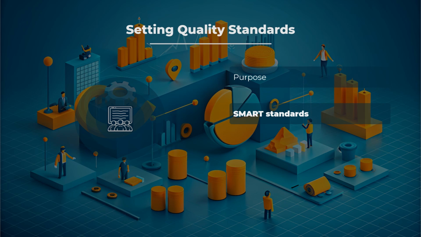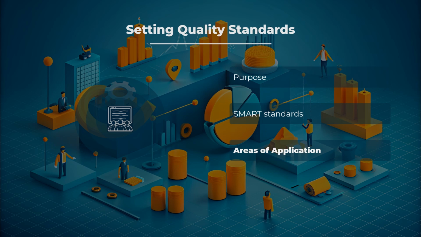Relevant. They must be pertinent to the project objectives and stakeholder needs. Time-bound. Standards should include timeframes to ensure timely evaluation and compliance. Using the SMART criteria helps in setting clear, actionable, and realistic quality standards that guide project execution. Now, let's discuss the areas where quality standards are applied.